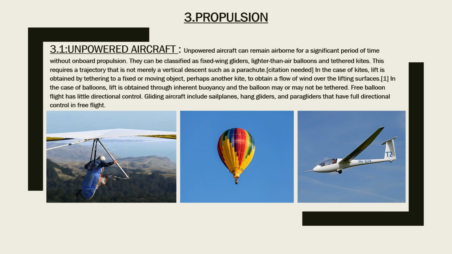In the case of kites, lift is obtained by tethering to a fixed or moving object, perhaps another kite, to obtain a flow of wind over the lifting surface. In the case of balloons, lift is obtained through inherent buoyancy, and the balloon may or may not be tethered. Free balloon flight has little directional control. Gliding aircraft include sailplanes, hang gliders, and paragliders that have full directional control in flight. The first picture is hang gliders, the second picture is hot air balloon, and the third picture is sailplane.